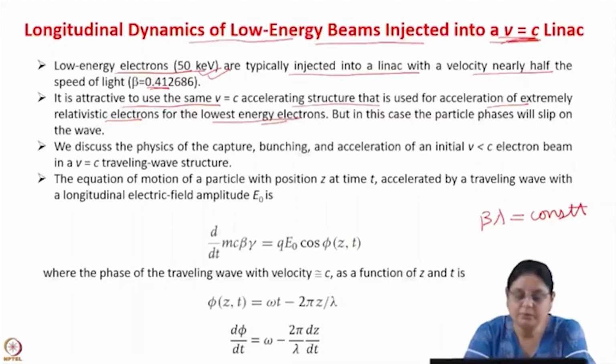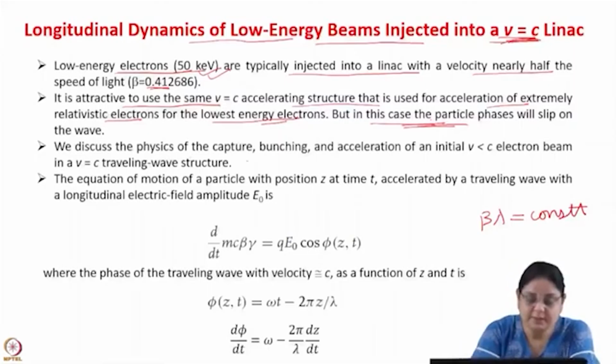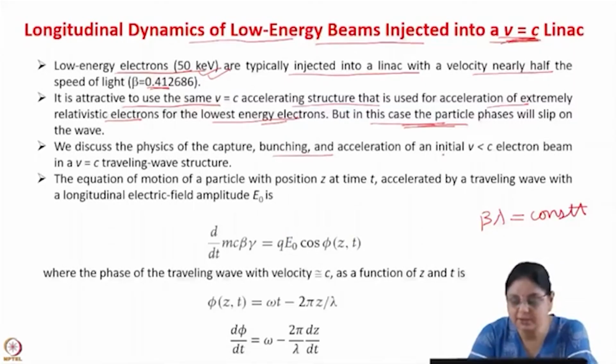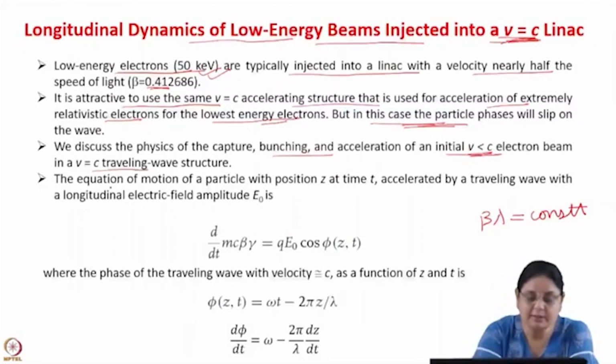But since at low energies the electrons are non-relativistic, what will happen in this case? The particle phases will slip on the wave. As we have seen earlier, if the particle is non-relativistic and you inject it into the linac, the phase will slip. Now we will discuss the capture, bunching and acceleration of an initial V less than C electron beam in a V equal to C travelling wave structure.